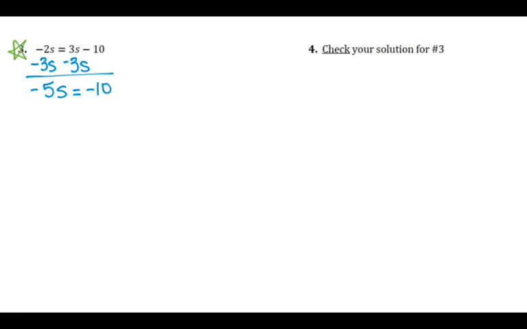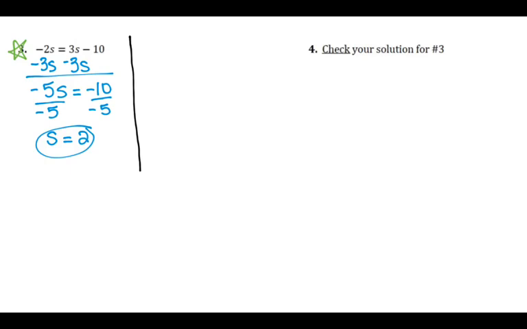Now from here, I am multiplying my negative 5 and my s, so to undo that, I need to divide. So I'm going to divide both sides by negative 5, and you get s equals 2. Now let me show you what happens and some suggestions if you choose to move that minus 2s instead, because technically you can, but I don't want you to make a certain mistake.